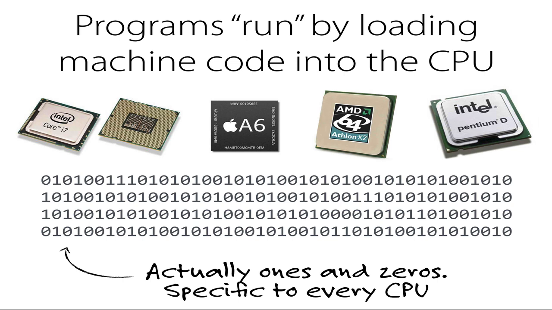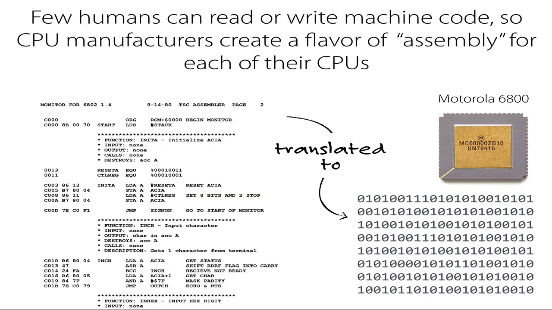And each of these behaves in a different fashion. They each have transistors that are located on them in different places and arranged differently. And the manner in which they execute instructions and perform computation is by basically flipping ones and zeros, okay? And so ones and zeros are sent into the CPUs, and that string of ones and zeros is called machine code. Now, few humans can read or write machine code, so every CPU manufacturer creates a flavor of assembly, a language called assembly, for each of their CPUs.